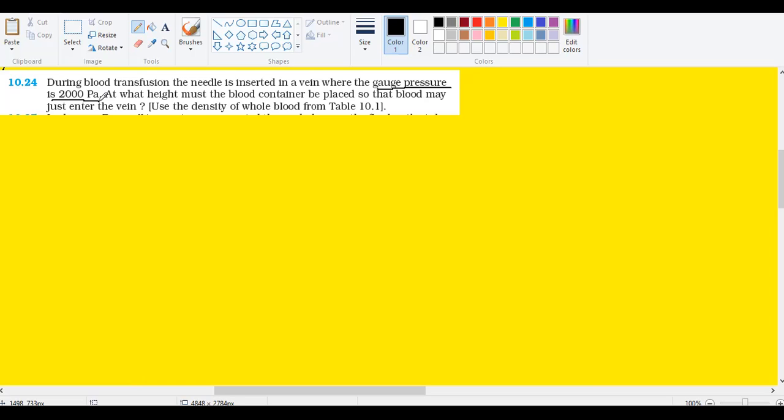I don't know what they mean by enter the vein because you are creating a puncture in the vein, and from there only the blood is coming out. So it should get into the blood container. Okay, so that the blood may just enter the vein. Oh, okay. I think I was thinking that during blood donation, right?